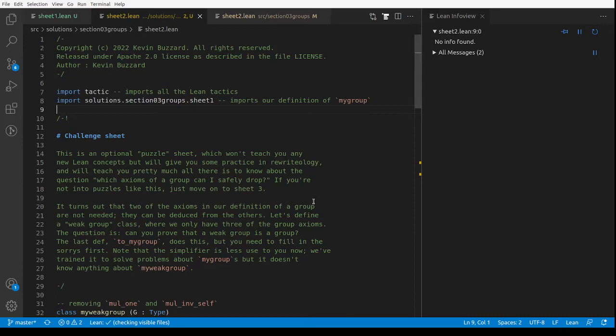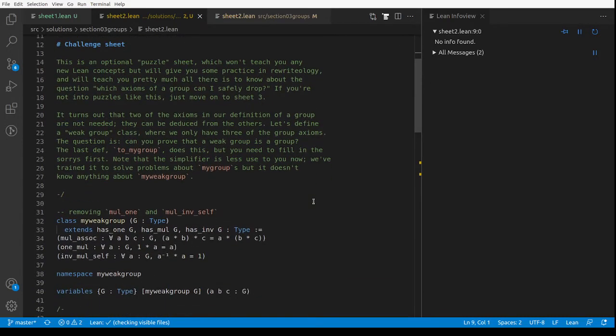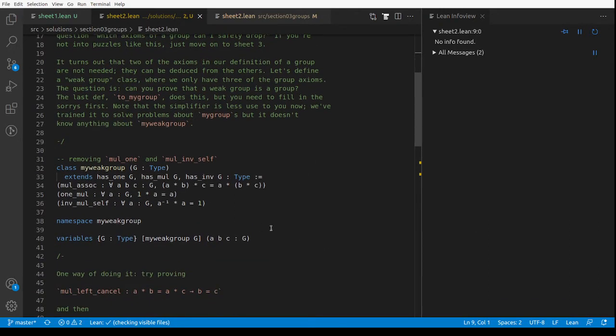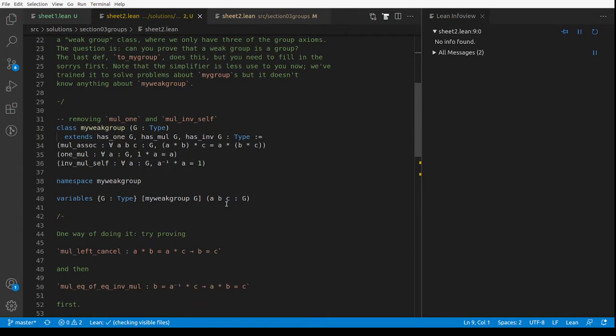So this is a slightly trickier sheet. I guess somehow the maths is trickier, because these are quite tricky little puzzles to solve if you haven't seen them before. What's going on here is we were talking about groups, and we had 5 axioms defining a group before, but as the great John Thompson taught me when I was a first-year undergraduate, you can get away with 3.